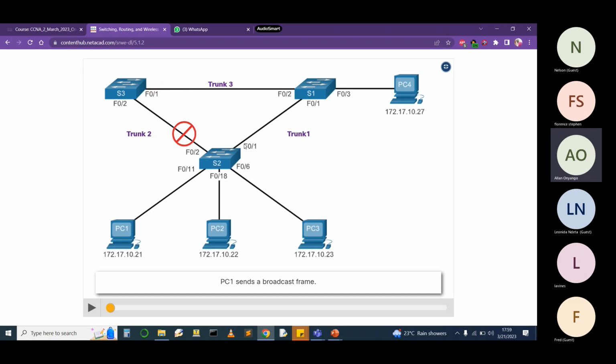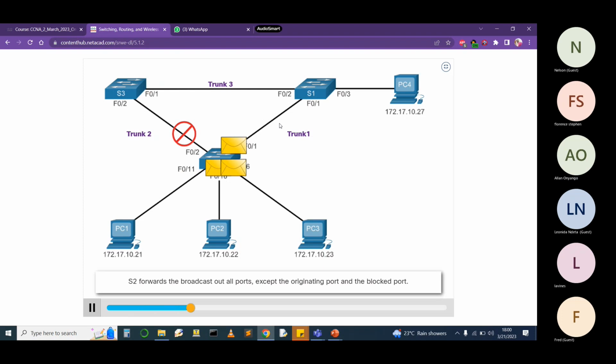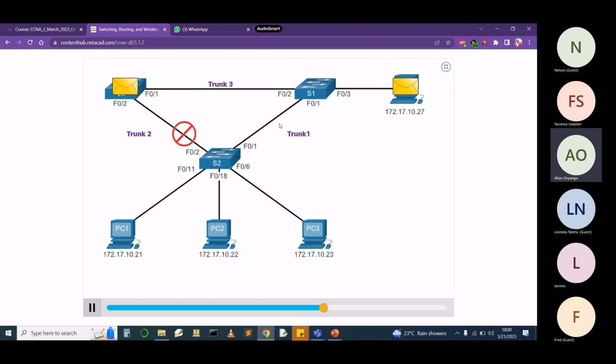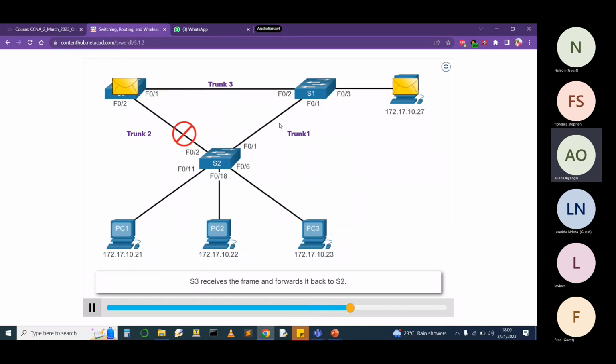All right. So it's blocked in software. And I'm going to tell you what happens the other way around. So look at that frame. It's broadcasted to PC2 and PC3 and S1. S1 broadcasts to PC4 and S3. All right. S3 tries to send it back to S2. It can't get in. That port is blocked by spanning tree protocol.